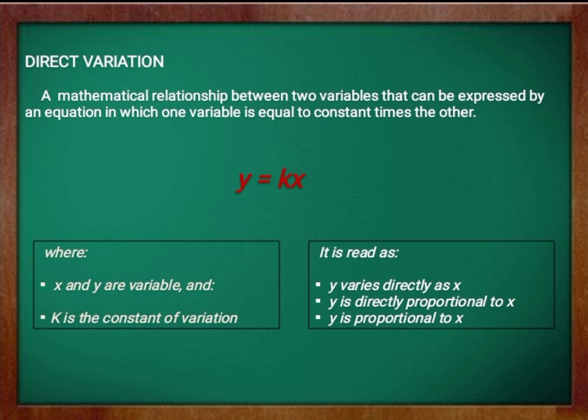So it said in the definition that there are two variables and there is a constant. So where do you think is the constant in the variables? In direct variation, the x and y are the variables and the k is the constant, or the constant of variation. This expression is read as y varies directly as x, or y is directly proportional to x, or it is also read as y is proportional to x.